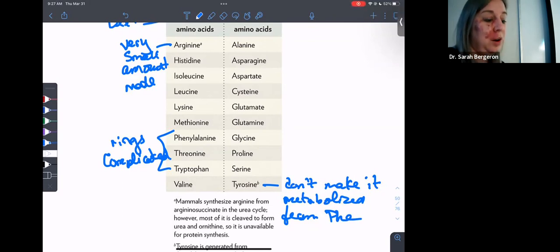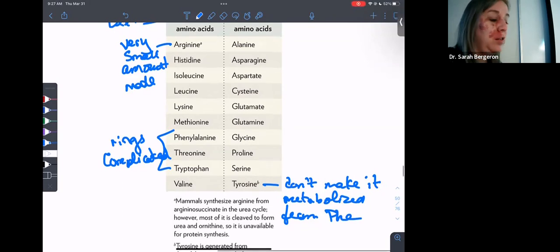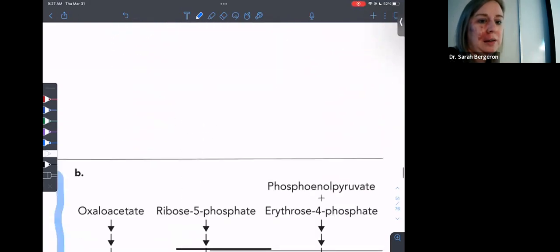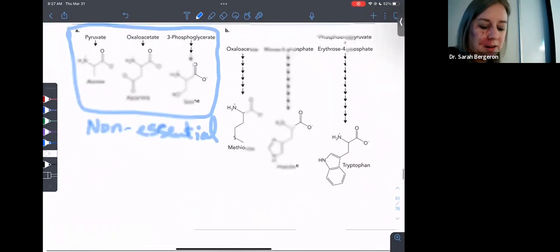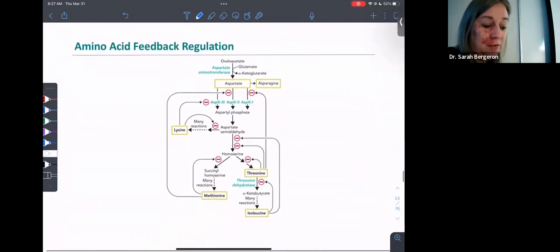Okay, so we're going to go in and look at, in general, how it's regulated, and then we're going to look at overviews of some of the pathways of how the amino acids are created. Okay, so we talked about this. All right, feedback regulation.